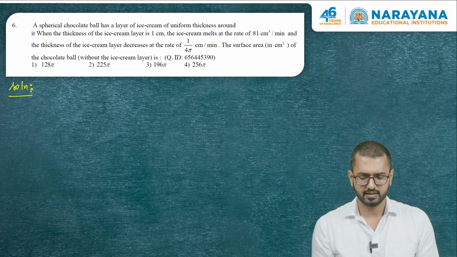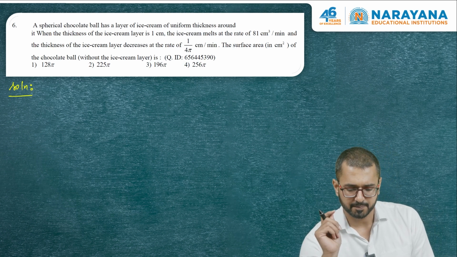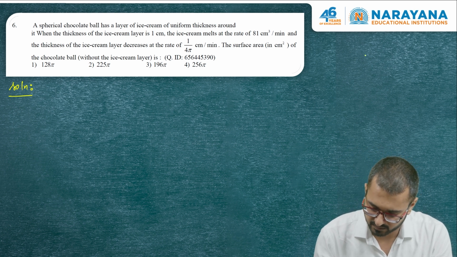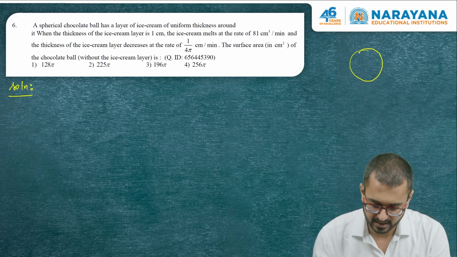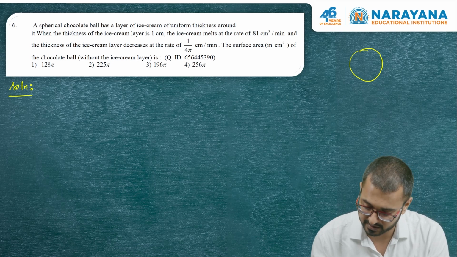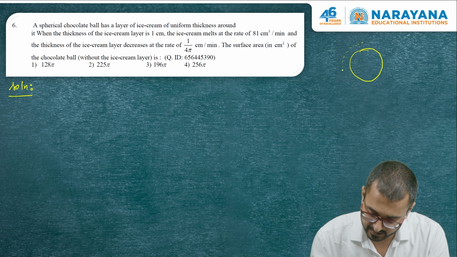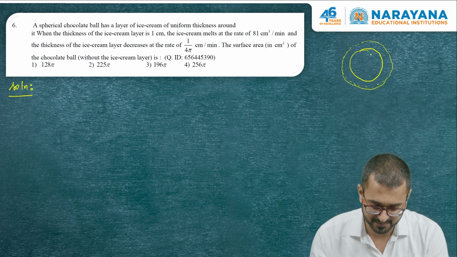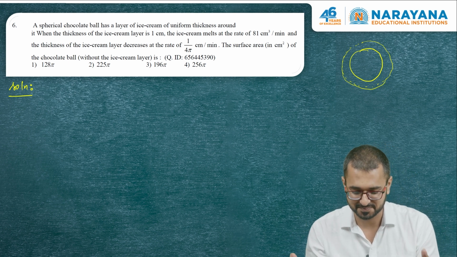So it's given to be a spherical chocolate ball that has a layer of ice cream of uniform thickness. So let us say this is our chocolate ball, and it has a uniform thickness of ice cream. That means another layer is there, like this. So this is the uniform thickness. It is also circular, this is spherical.